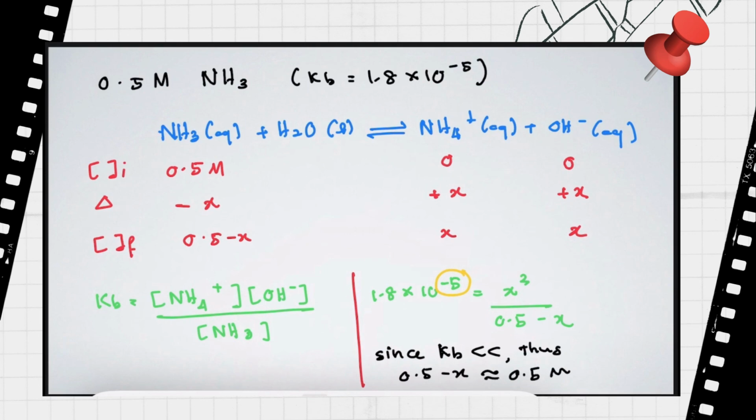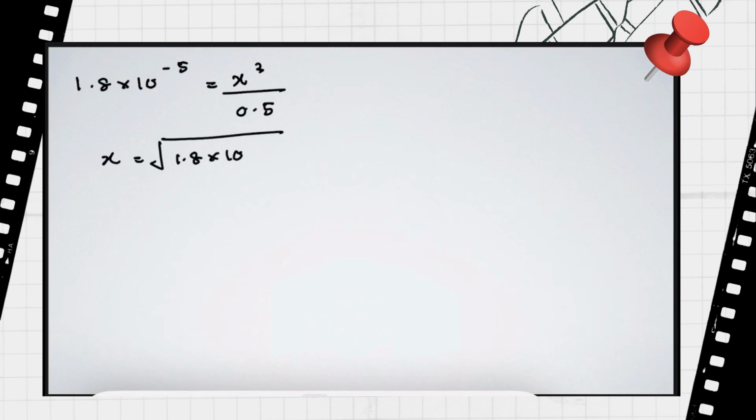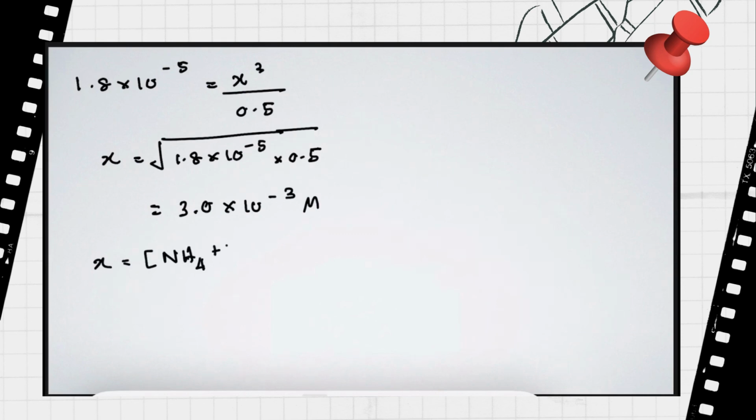Okay, now next. So we know that 1.8 times 10 to the power of negative 5 is equal to x squared over 0.5. So x would be the square root of 1.8 times 10 to the power of negative 5 times 0.5. Now this x value is equal to the concentration of ammonium ion and equal to the concentration of hydroxide ion.